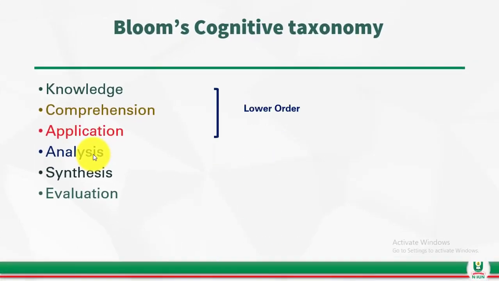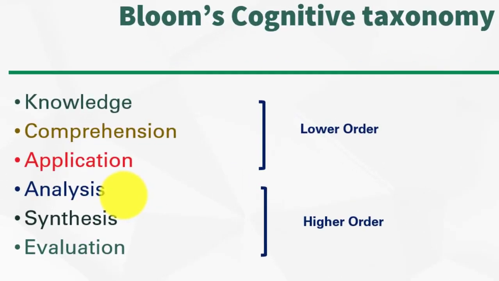We can have lower order, then we can have higher order cognitive abilities, according to Bloom. Now, knowledge, comprehension, and application, these three cognitive abilities can be categorized as lower order cognitive abilities, whereby you have analysis, synthesis, and evaluation as higher order cognitive abilities. So I'm making this categorization to ensure that at this level of your education, you should be able to move your students beyond these lower order cognitive abilities.